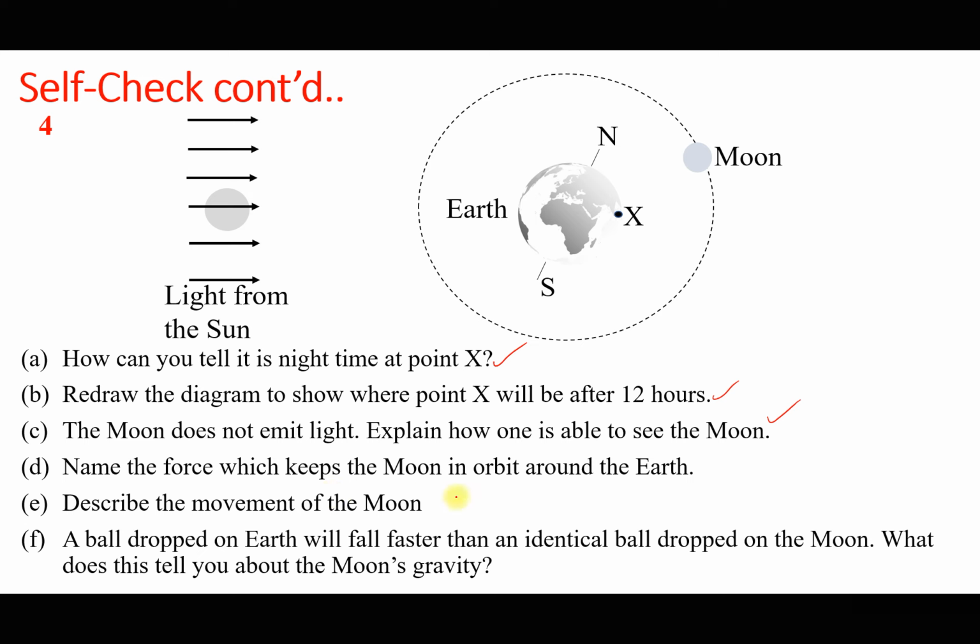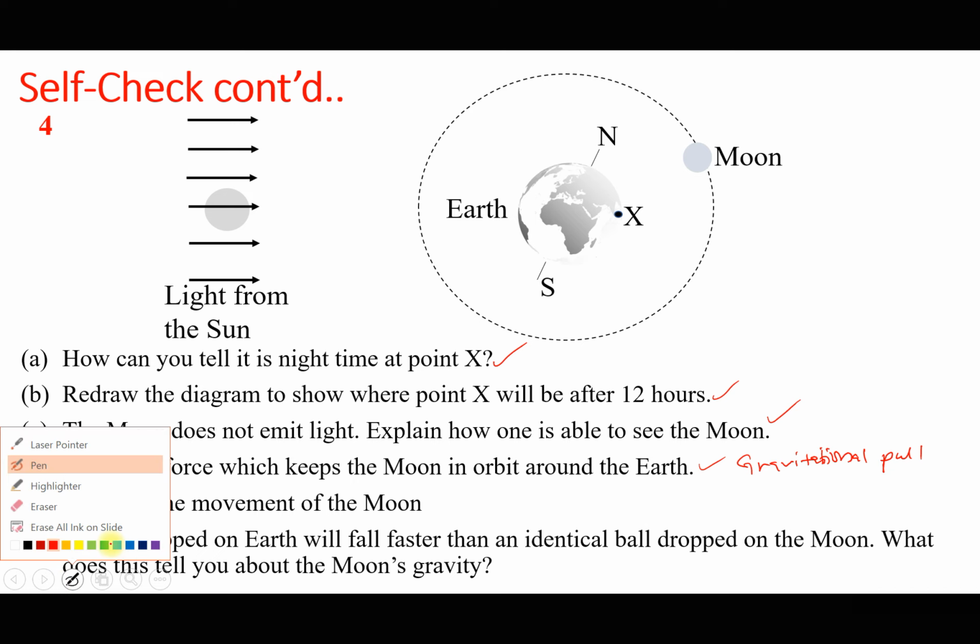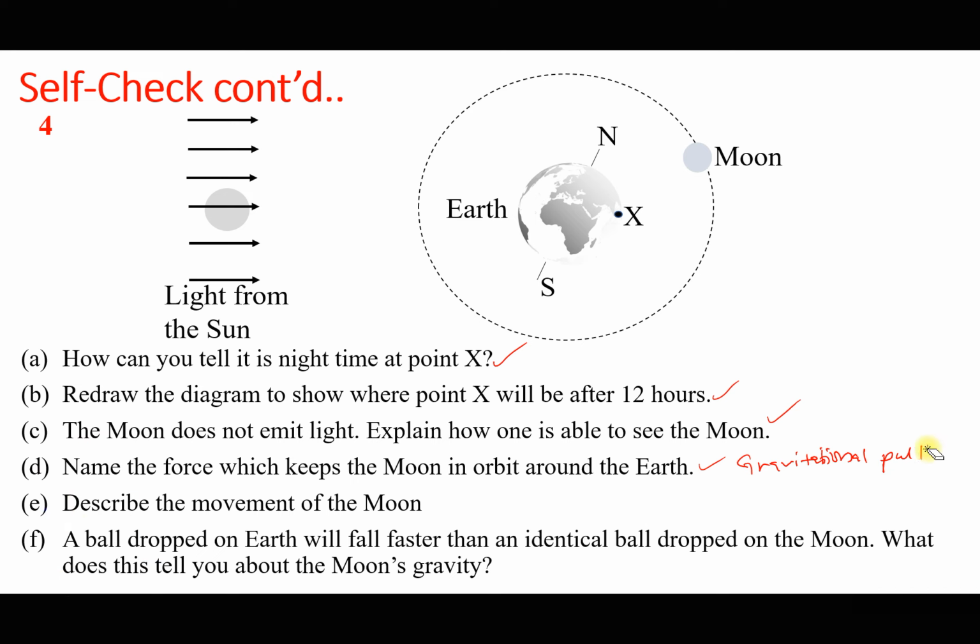Name the force which keeps the moon in orbit around Earth. Of course, that force is gravitation. Gravitational pull or gravitational attraction. Let me just write gravitational attraction rather than gravitational pull. Describe the movement of the moon. I've already showed the motion of the moon.